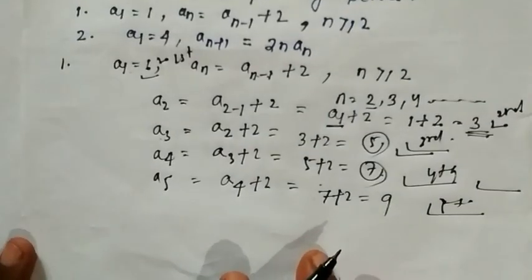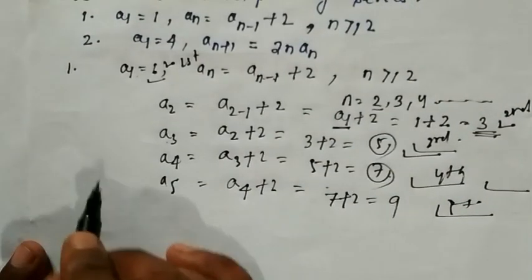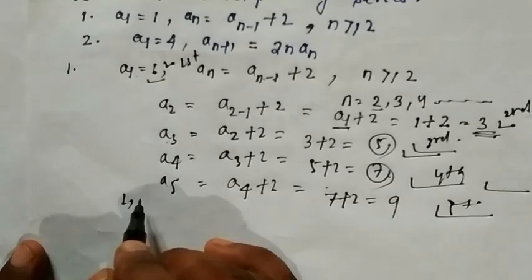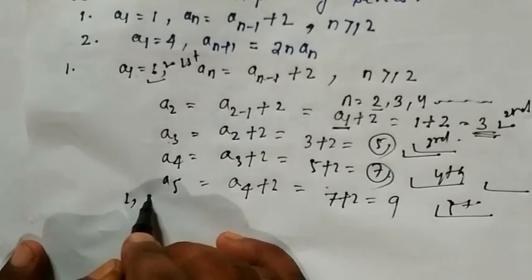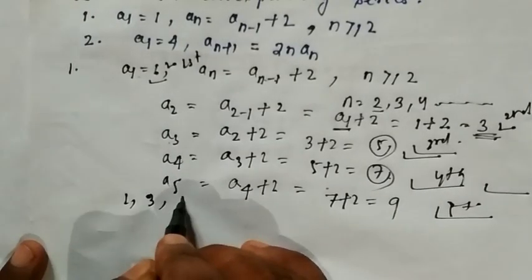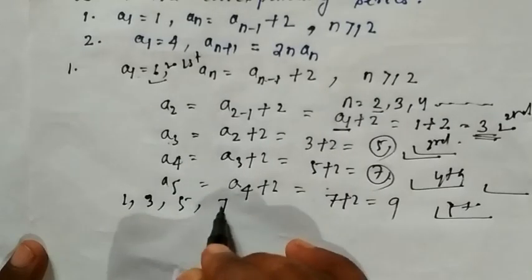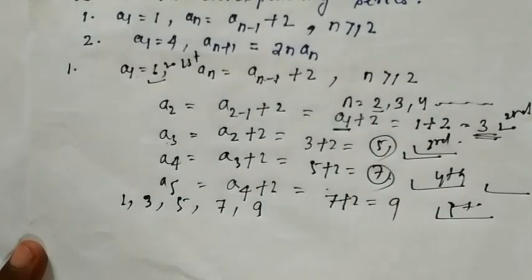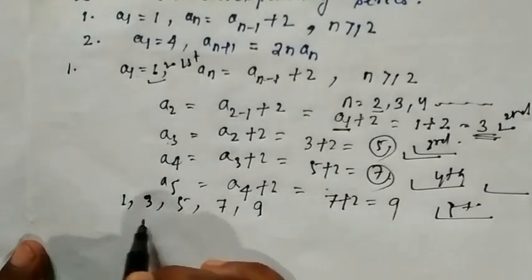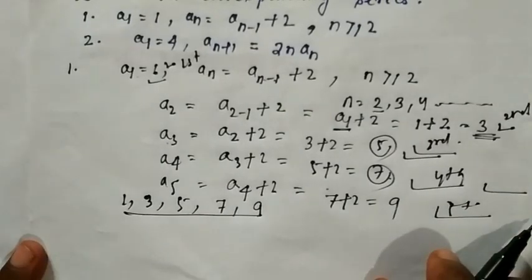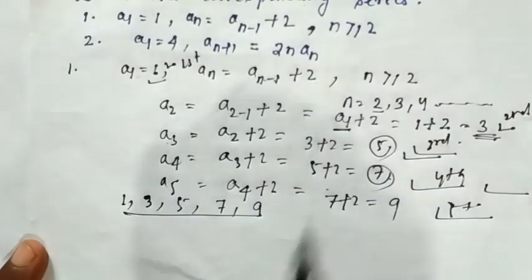So what sequence did you get here? The first term is 1, the second term is 3, the third term 5, 7, 9. Okay, and this is the sequence of the first 5 terms of the given sequence whose nth term is given to you.